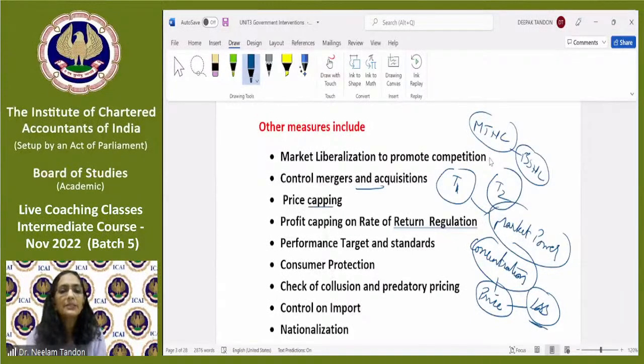Then price capping. Price capping is what? Fixing the cap price. So if you keep the emission at a certain level, let's say noise pollution, if you go for 1000 decibels, then you will be penalized. People who go for marriage and other parties, they say that you cannot go after 10 o'clock. If you go for this sound emission, then you will be penalized. Fixing the limit in terms of price cap, fixing the upper limit.